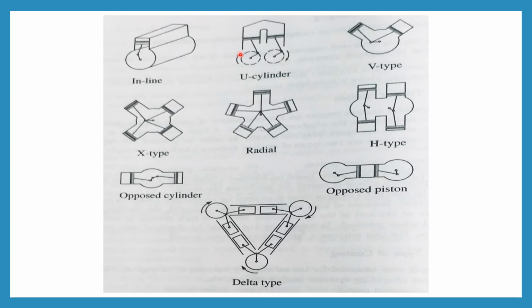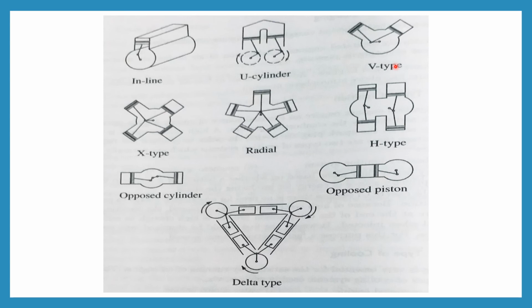Next is the V-shaped engine. In this engine there are two banks of cylinders inclined at an angle to each other, with one crankshaft. Most high power automobiles use the 8-cylinder V engine, 4 inline on each side of the V. Engines with more than 6 cylinders generally employ this configuration.